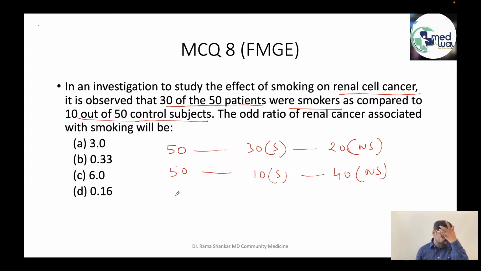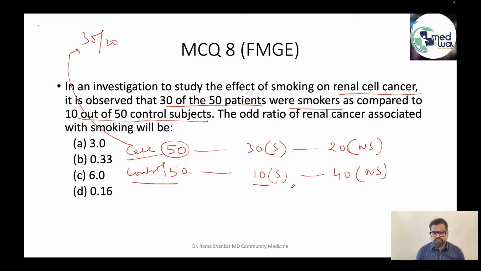They are asking me to calculate odds ratio. Now, this is my case, this is my control. Now, in simple terms, if I ask you, what is the odd thing happening here? Odd thing is smoking. Smoking is not a normal habit. It is not considered as a normal habit. So what is the odds in these 50 cases? 30 out of 20. These 20 people are not smoking, so they are not odd. These 30 are smoking, so they are odd. So odds in case happens to be 30 out of 20. What are the odds in control? 10 out of 40.